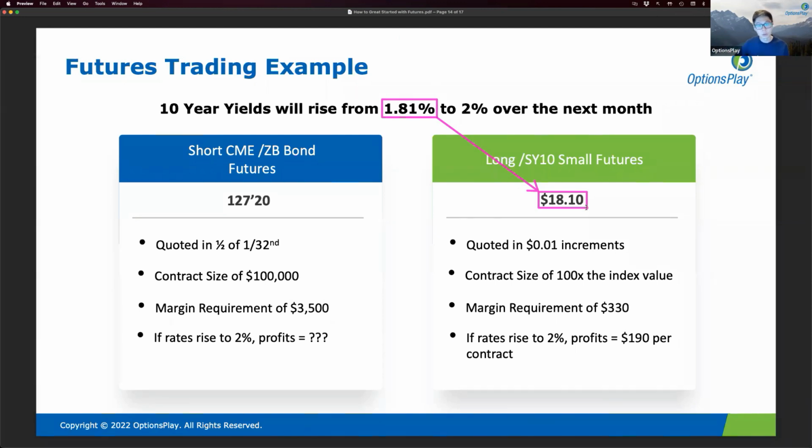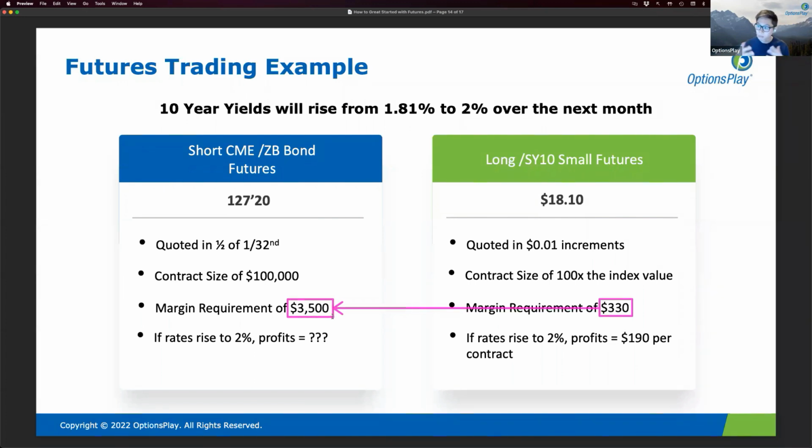So when you're trading a single futures contract on SY10 that's trading at $18.10, remember the multiplier is a standard 100 multiplier. So for every 1 cent that the interest rate moves by, I will make or lose $1 on my futures contract. Much easier to understand. They're quoted in 1 penny increments, just like the stocks and ETFs that you're used to trading. The contract size is 100 times the index value, similar to the option contracts that you're trading, which is 100 shares. And the margin requirement on this contract is $330, roughly 1/10 of the size of the ZB bond future.